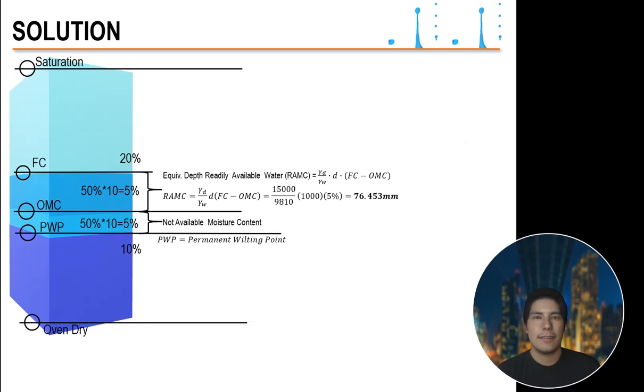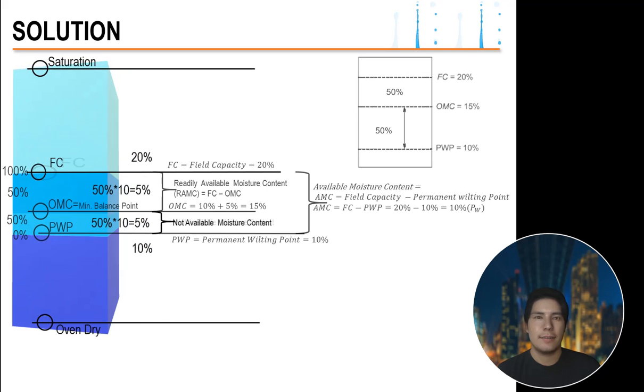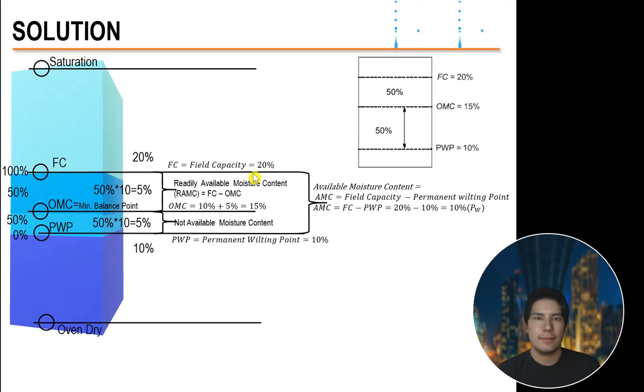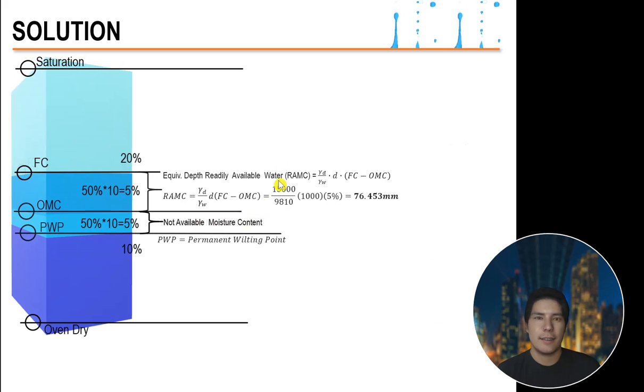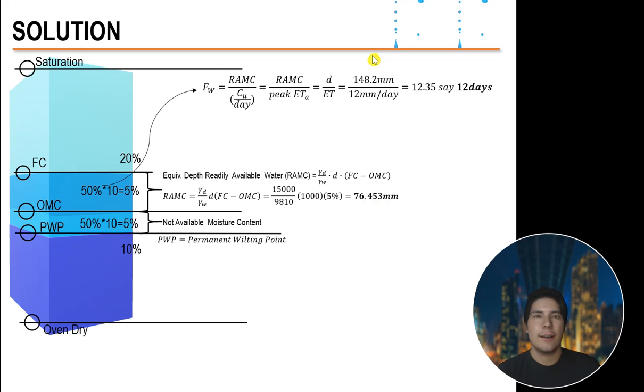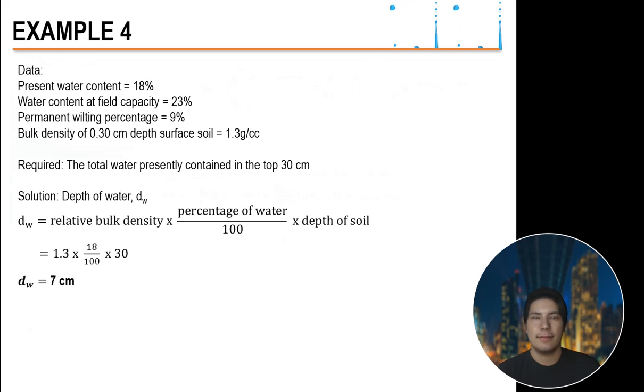We have this optimum moisture content. We have 20% minus 5%, so we have 15%. Or it's the 10% permanent wilting point plus 5%, so we have 15%. So this is what he is asking for as the optimum moisture content, and this is the equivalent depth of readily available water, which is 76.453. Okay, so that's it.